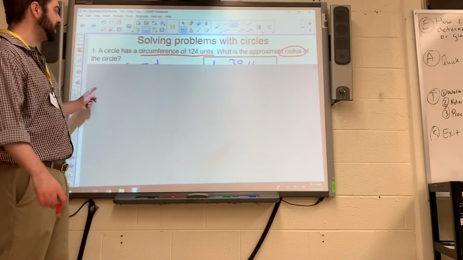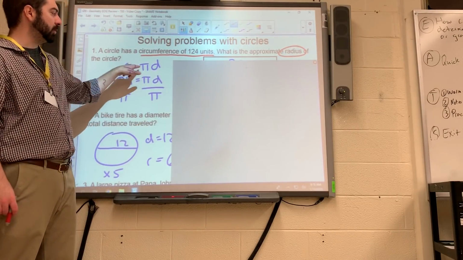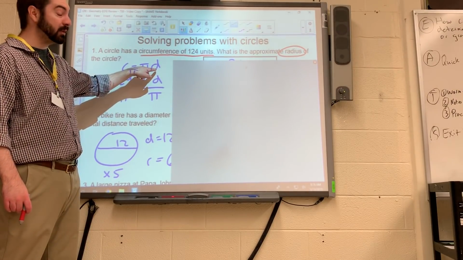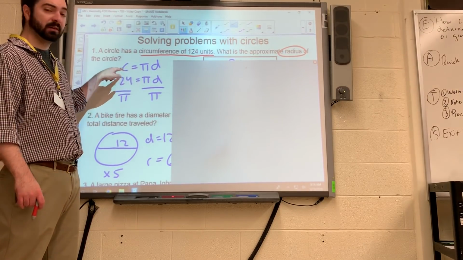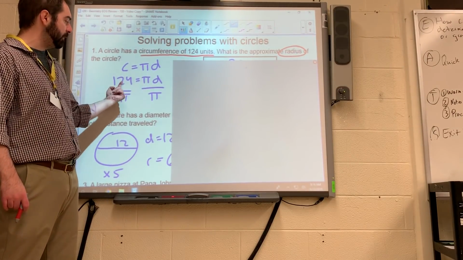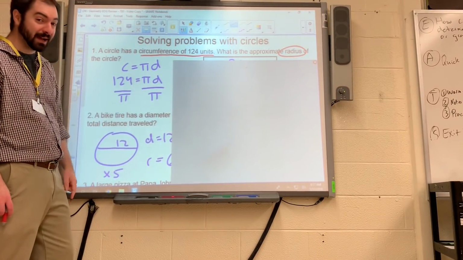Okay, well again, the first thing I would always do, start with your formula. We know C equals pi times the diameter. Well again, think, did they give me the diameter? No. Did they give me the radius? No. They gave me the circumference. So again, I'm taking the circumference out of the formula. 124 is the same as pi times the diameter. Again, this is 3.14 times the diameter.